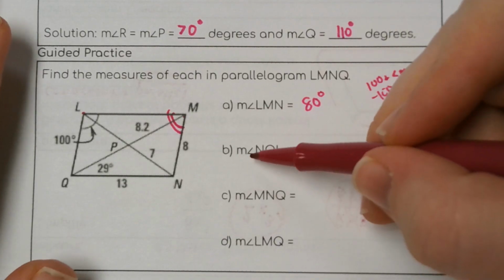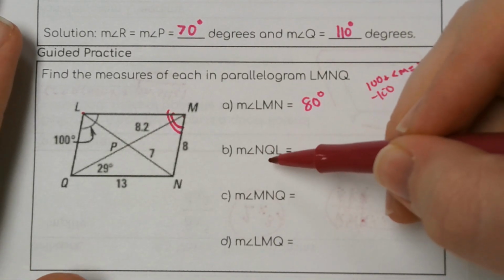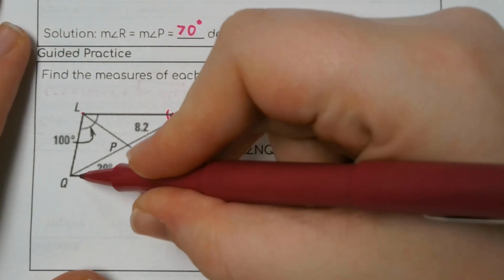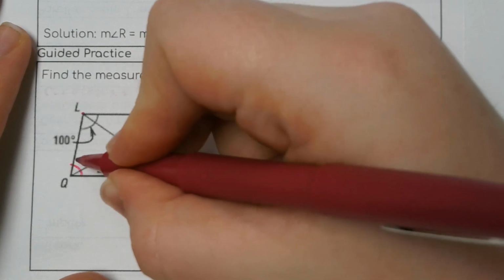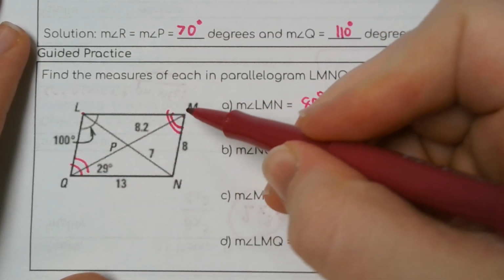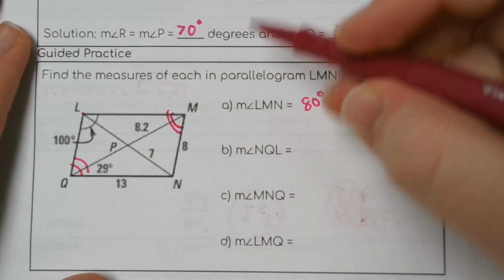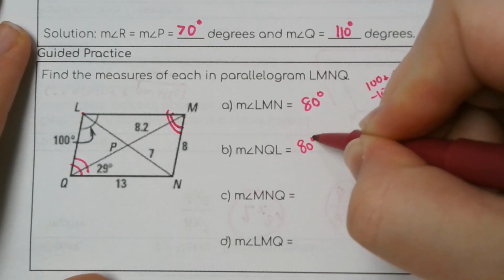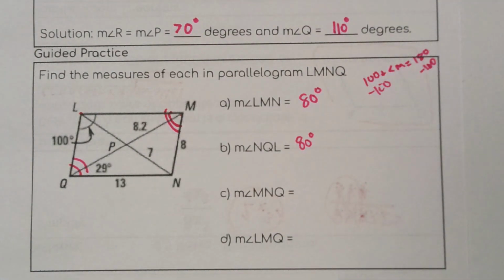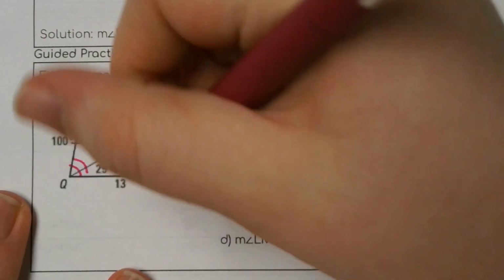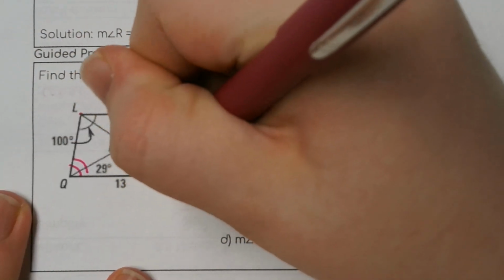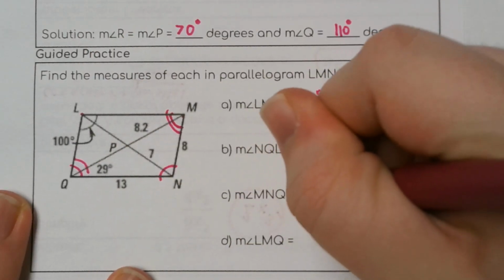Okay, so then we have the measure of angle NQL. So N to Q to L. So that big angle there is the same as angle M, which we just found, which is 80 degrees. Okay, and then the last one here, angle M and Q, would be the same as this angle over here, which was 100 degrees.